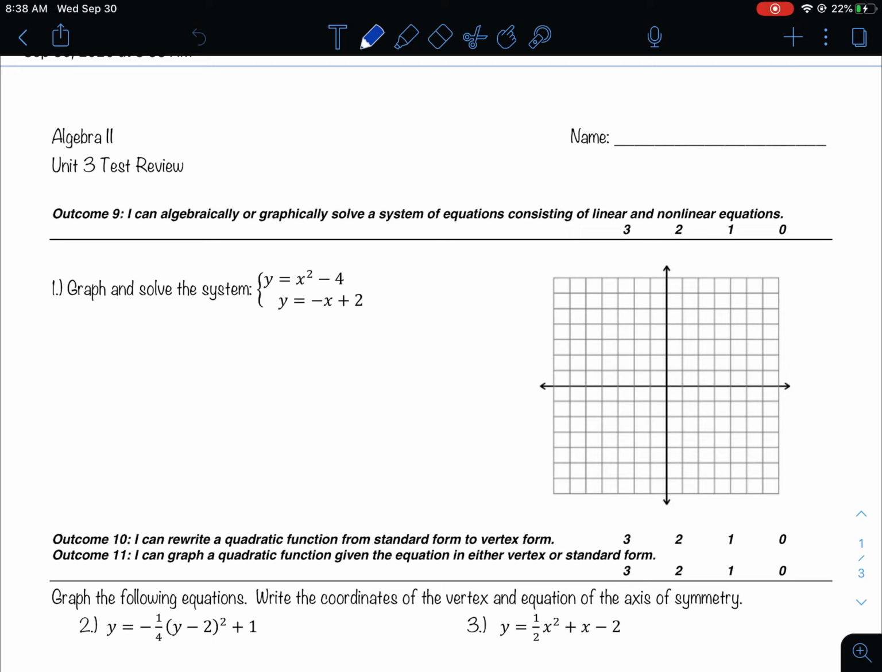We see that we have outcome 9. Outcome 9 we have not tested on, we have not seen, and that's just because it is something that is really simple to do, and I didn't feel like it warranted an entire lesson. So outcome 9 is being able to algebraically or graphically solve a system of equations consisting of linear and nonlinear.